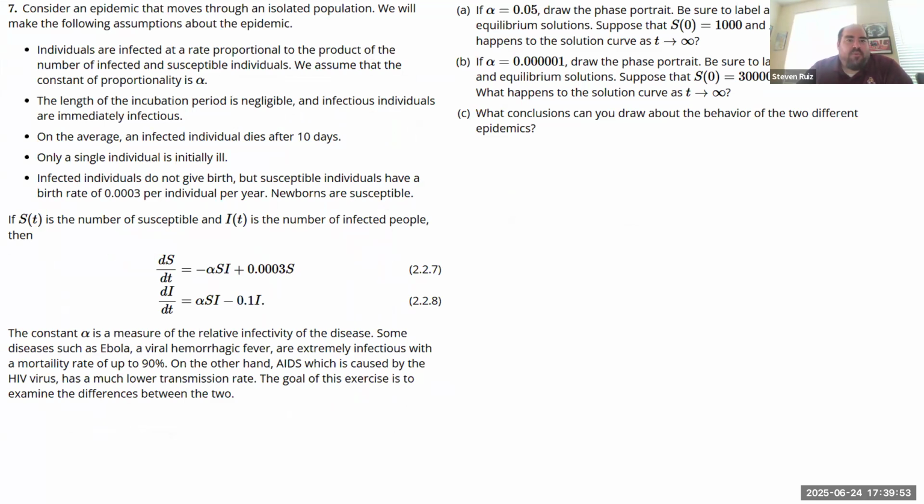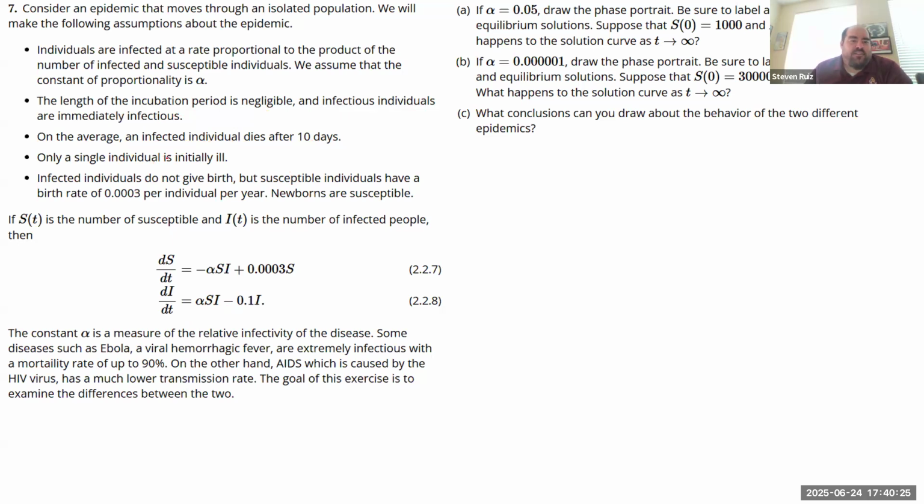Individuals are infected at a rate proportional to the product of the number of infected and susceptible individuals. That part is supported by this alpha SI. The length of the incubation period is negligible, so infectious individuals are immediately infectious. This thing spreads instantaneously. On the average, an infected individual dies after 10 days.